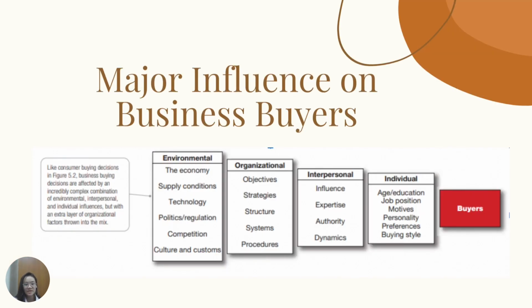The major influences on business buyers: Figure 6.2 shows the major influences on business buyers. Business buying decisions are affected by an incredibly complex combination of influences, but with an extra layer of organizational factors thrown into the mix. The various groups of influences on business buyers include environmental, organizational, interpersonal, and individual.